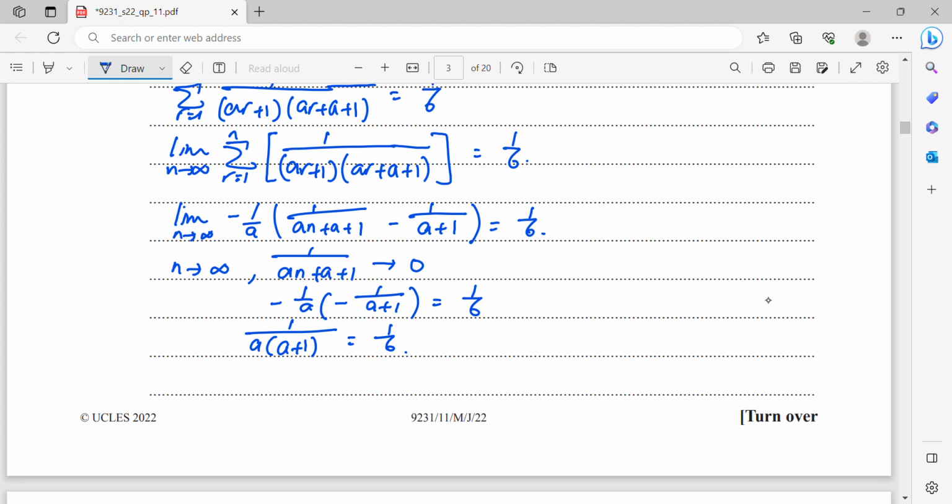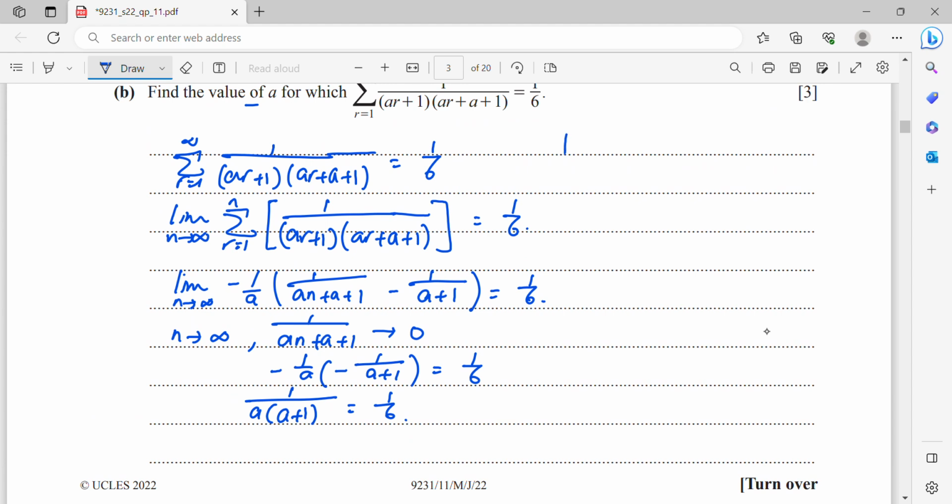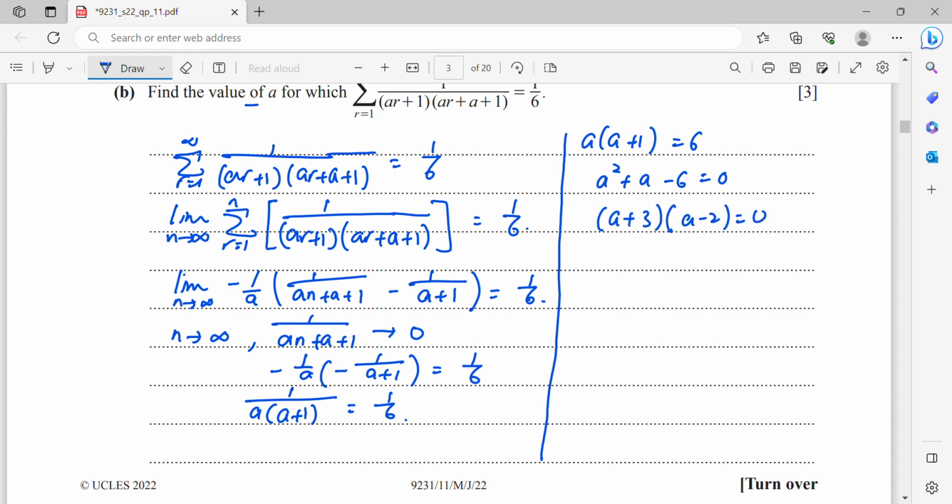So in order to get a, I will just consider the denominators. Alright, let me continue over here. So a bracket a plus 1 equals 6. So now do expansion. a squared plus a minus 6 equals 0. And when you factorize this, you will get a plus 3 bracket a minus 2 equals 0. So a plus 3 equals 0 means a equals minus 3, or a minus 2 equals 0 means a equals 2.